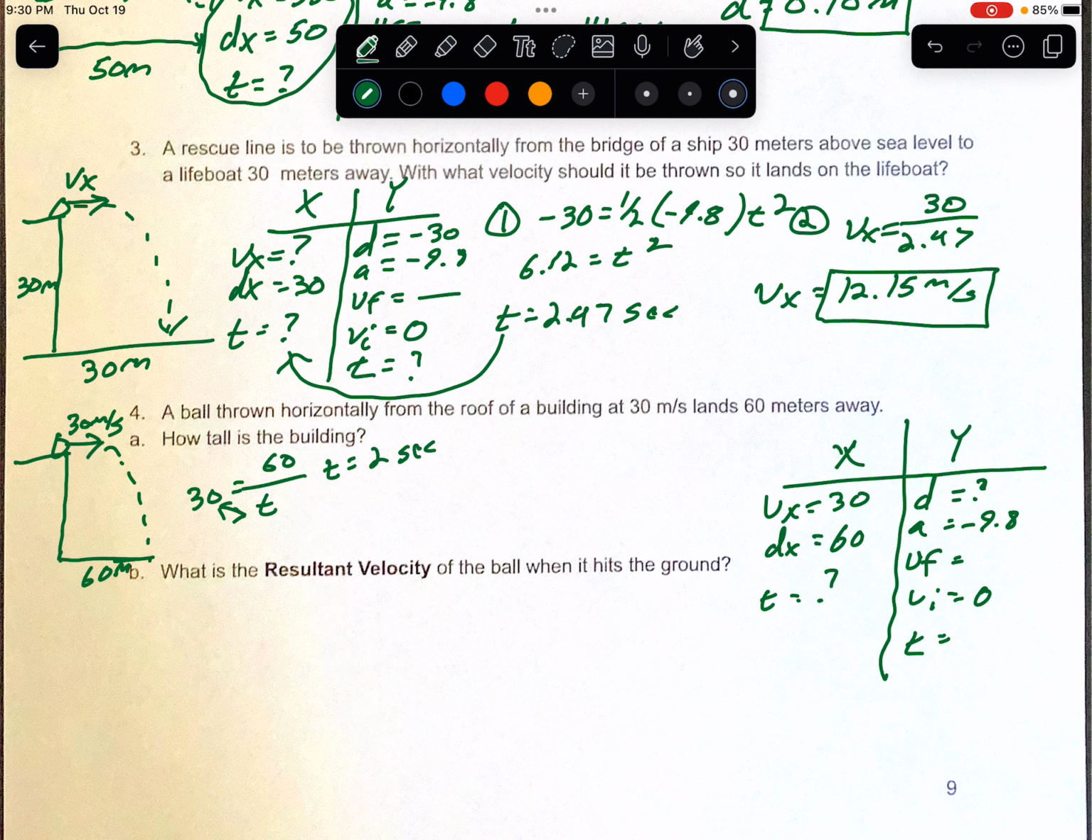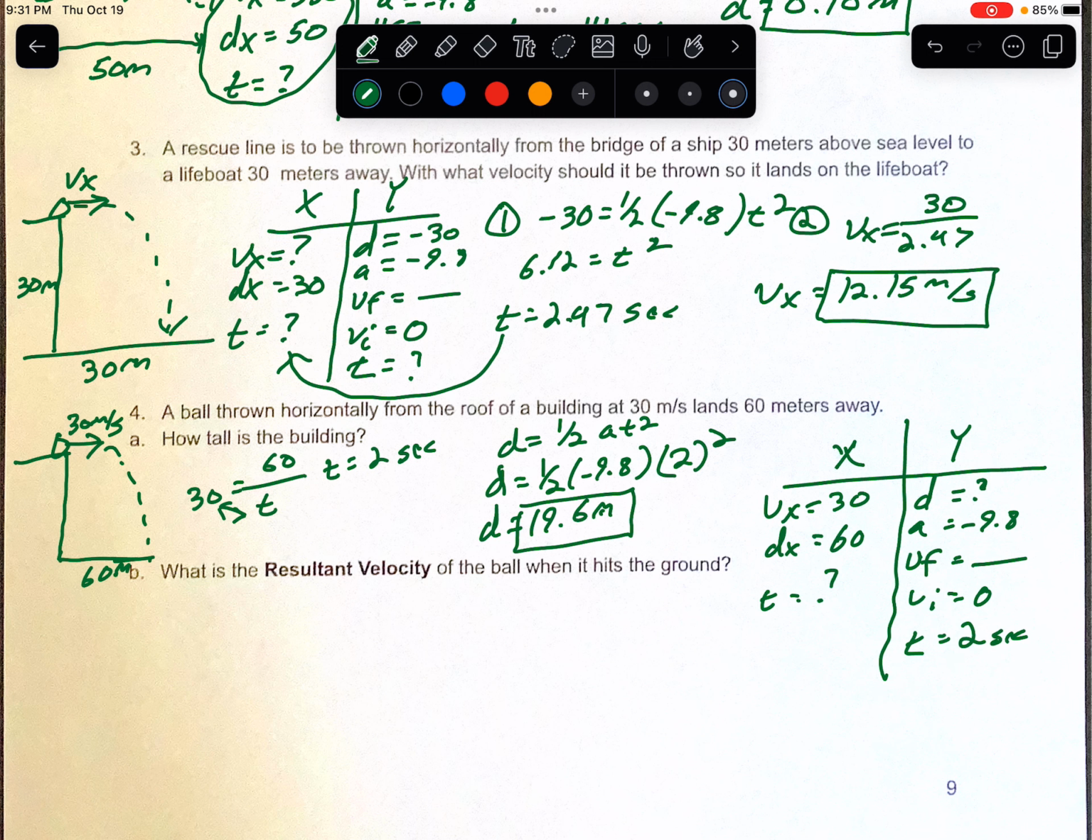Okay, so what we're going to do is plug that into our right side now. That means we did not care about VF, so D equals 1/2 AT squared. So we're going to plug that in. D equals 1/2, A is negative 9.8, T is going to be 2, and that's going to be squared. Okay, so multiply those, and you get a distance of 19.6 meters. So again, if you wrote negative, that's totally fine. Either way, it works out.